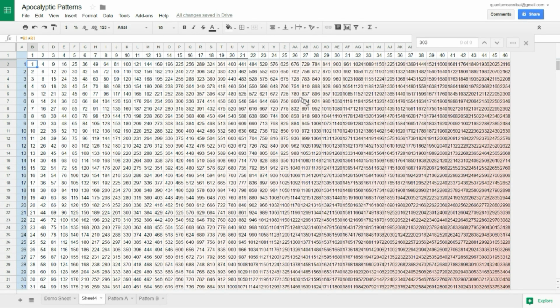Hey guys, Quantum here again with some really interesting number patterns. Whether or not these translate into factorization algorithms, I don't know, but it may give some insight into these numbers.